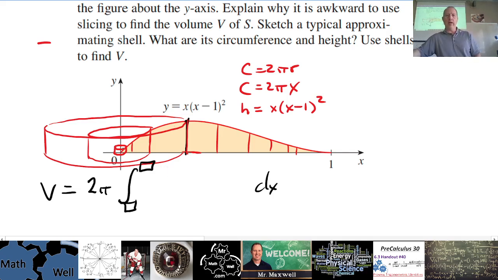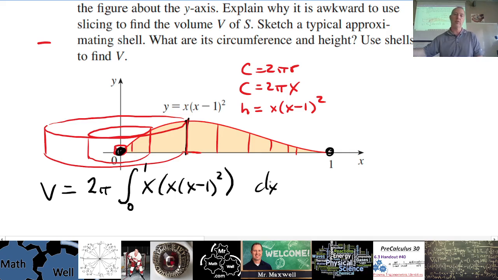So where am I going to go? Well, I'm obviously going to start from here, and I'm going to end here. So from 0 to 1, you see that? So my limits of integration are from 0 to 1. And of course, that has to do with the radius. The radius is just going to be x. So 2 pi r is x. And the height is x times x minus 1 all squared. That's the height. We don't have to subtract anything. It's just the height of the function. Well, we subtract 0, I suppose.